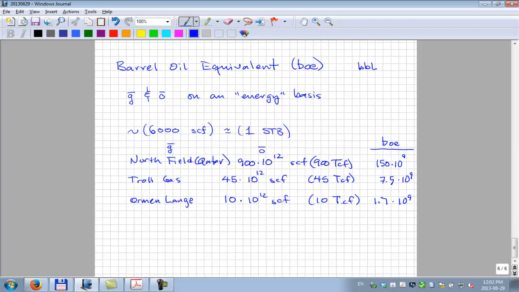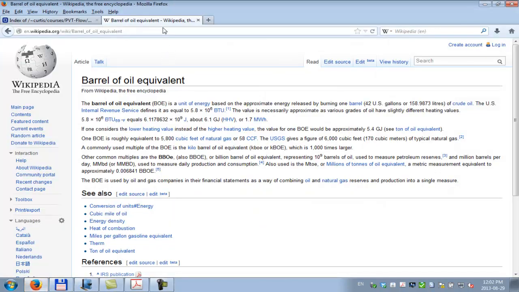Ekofisk, 6 billion barrels. So the Troll gas contains, of course Troll also contains oil, but if we forget that, just the gas part of Troll contains about the same energy equivalent as Statfjord contains in energy equivalent of its oil. And a big oil field in the North Sea of 1.7 billion barrels would be big, as is 10 trillion. So this is a way of converting. And the world's largest oil field, which is Ghawar in Saudi Arabia, we'll just go look there and see how big it's supposed to be.